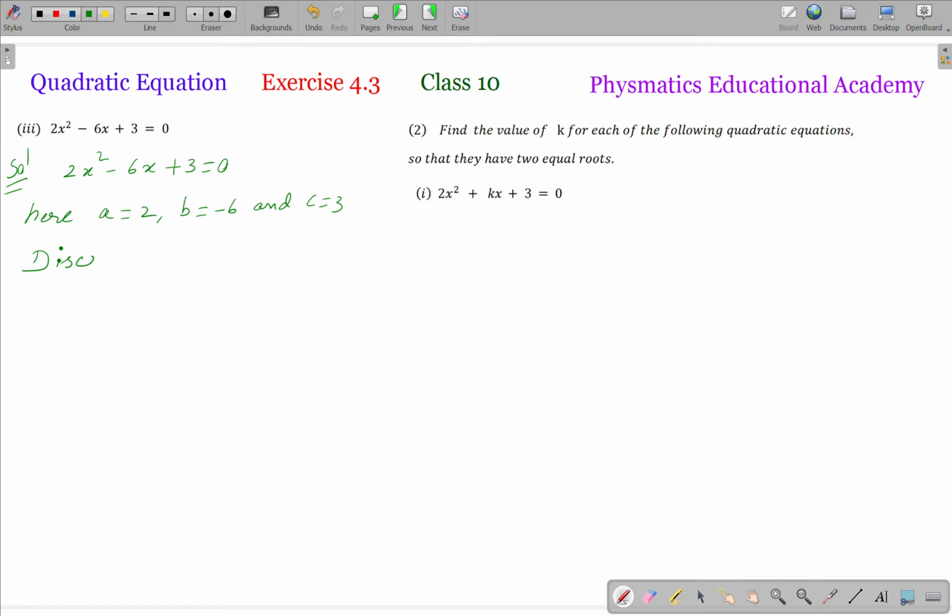Now the discriminant is equal to b square minus 4ac, that is equal to minus 6 whole square minus 4 into 2 into 3, that is equal to 36 minus 24, that is equal to plus 12, which is greater than 0.